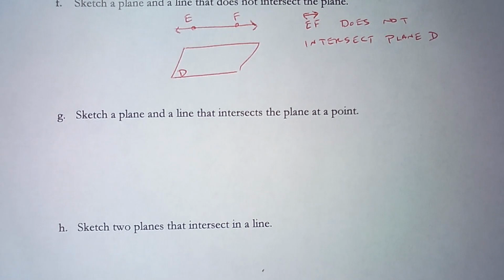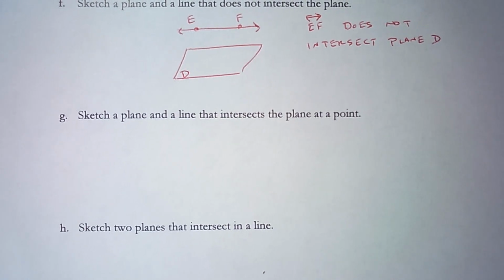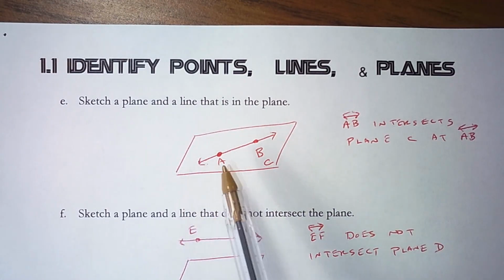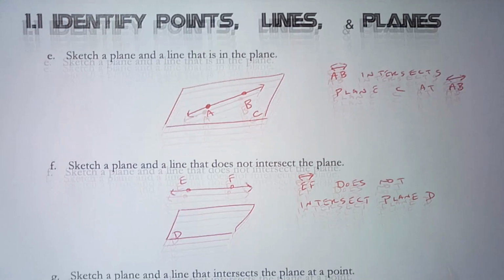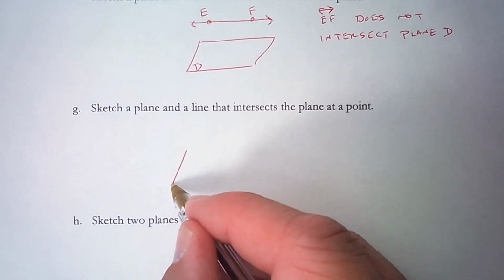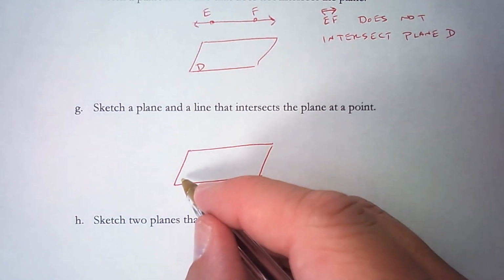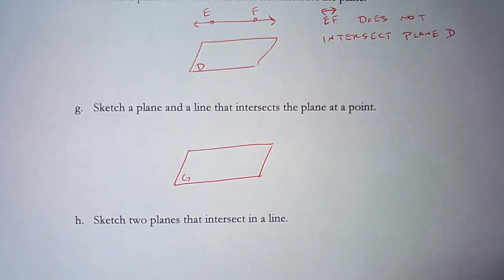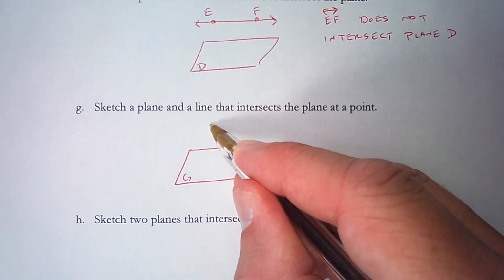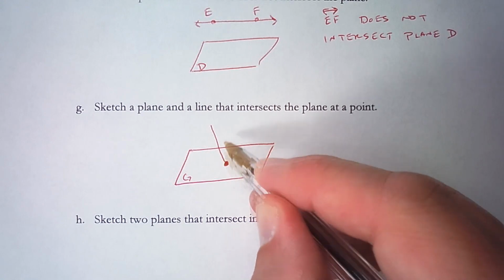Next sketch. A plane and a line that intersects the plane at one point. Now here we had a line that intersects a plane and it intersected all along that line. So now we want one that intersects at one point. So there's a plane. We'll call it plane G. And now I'm going to draw a line starting up here. It's going to come down to the plane, and we'll say it touches the plane right there.